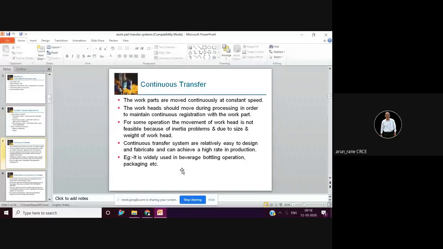So as I said, in continuous transport, the work parts are moving continuously at a constant speed, and this speed can be increased or decreased depending upon the work content. Work content means at a particular workstation, what is the quantum or the amount of work to be done. That is what is called the work content.